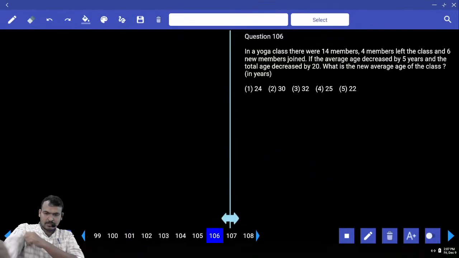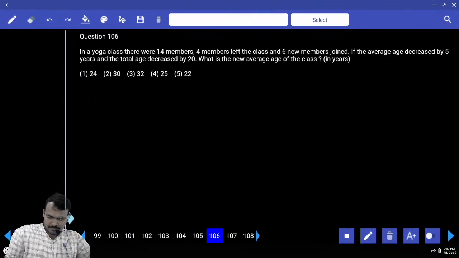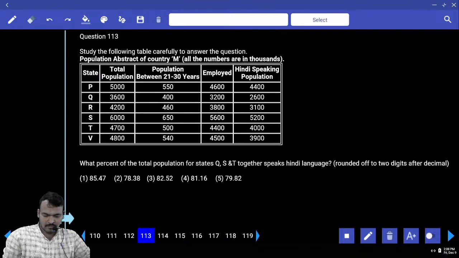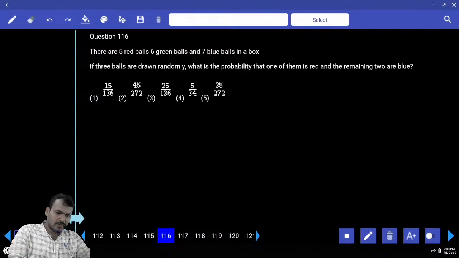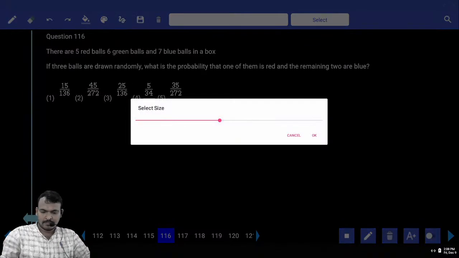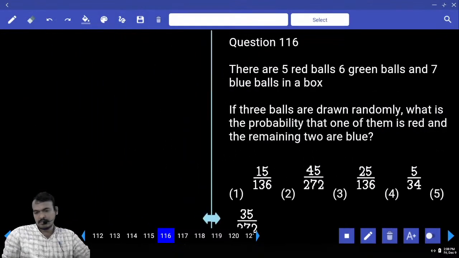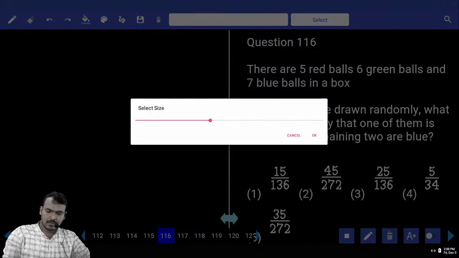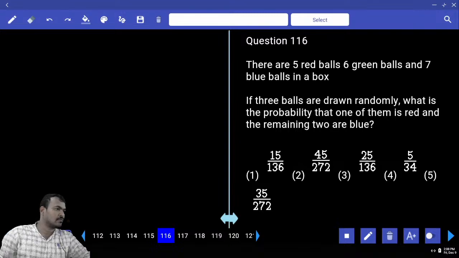First question number 116. Probability related questions.